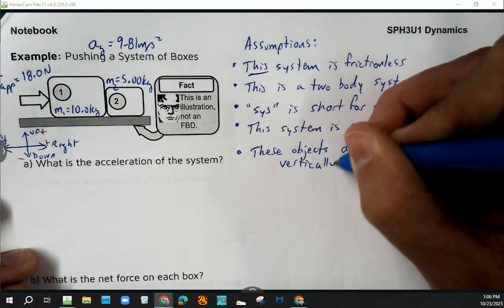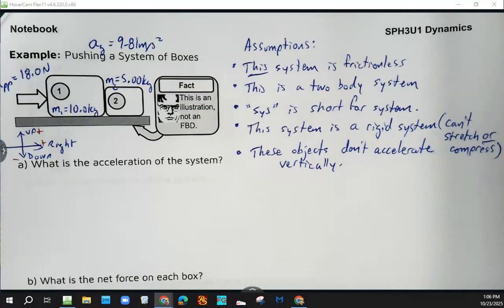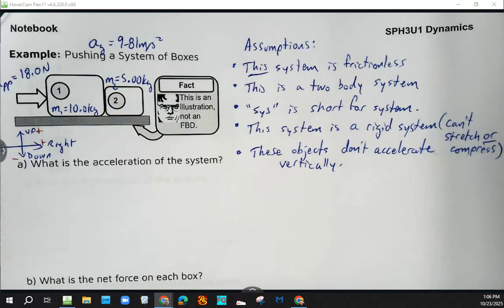And that is a reasonable assumption based on a common situation like two objects sliding along a tabletop, okay? So when I look at these two objects that look like they're sliding along a surface, they're not accelerating up or down because it's a reasonable assumption to say that they wouldn't blast off into space spontaneously or fall through the table, okay? So that's a reasonable assumption.